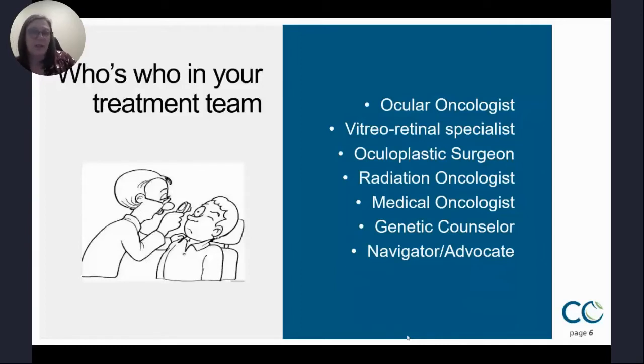Next is the oculoplastic surgeon. Now, if you've had an eye removed or something like that, often you went to an oculoplastic surgeon. They're basically a plastic surgeon who specializes in eyes and faces. So they like to make things look really pretty when they're done. Next up is the radiation oncologist. If you had brachytherapy or plaque, or even proton beam radiation, you have likely met with a radiation oncologist. First, they're trained as oncologists, but then they're specially trained after that in therapeutic radiation to treat or cure cancer. So there's a difference between the radiation oncologist and the medical oncologist.